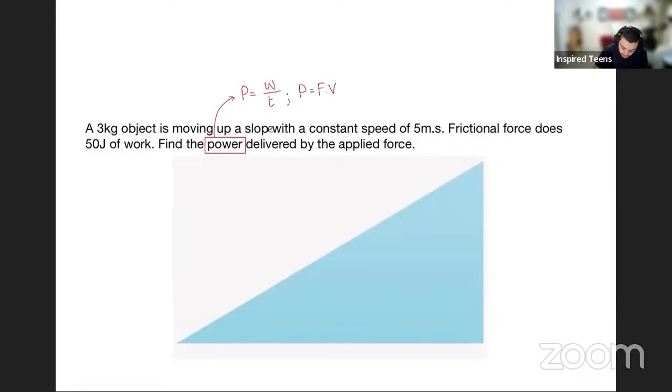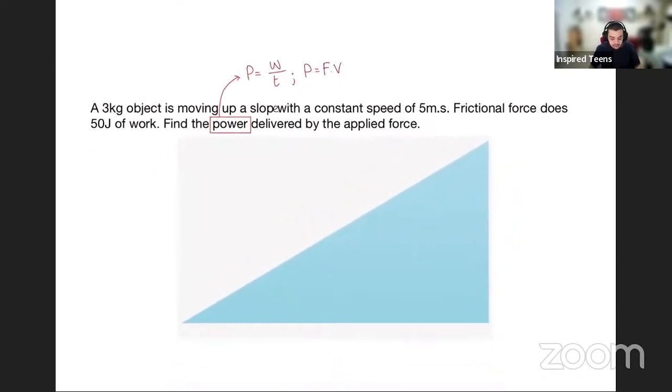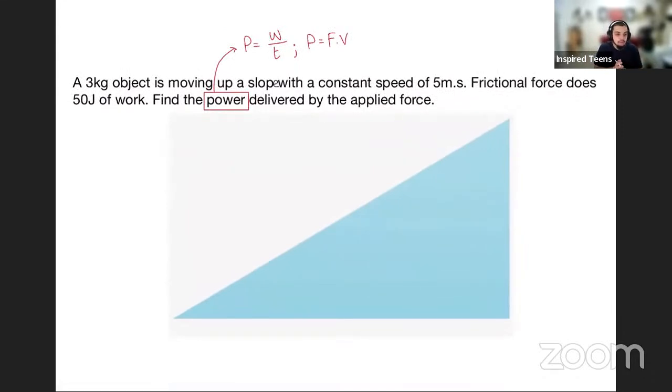For example, if we use the second formula, the power of the applied force would be equal to the force of the applied times the velocity of the object. If we use the first formula, the power of the applied would be equal to the work done by the applied force divided by the time of that work being done on the object. So if they ask for the power done by anything else, you'd know what to substitute into the formula. Okay, so here we're dealing with a question.